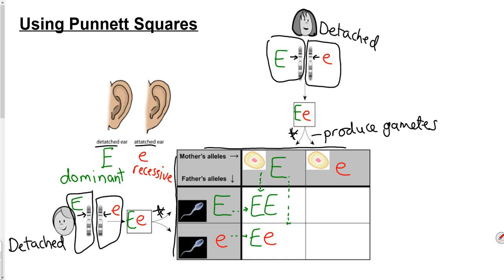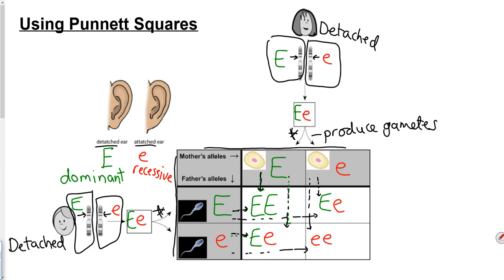What happens if this particular sperm fuses with this particular egg? We're going to get the little e from the sperm and the little e from the egg. And the last combination is if this type of egg fuses with this type of sperm, we're going to get the big E from the sperm and the little e from the egg. These are all the possible zygotes that this couple could produce upon fertilization.